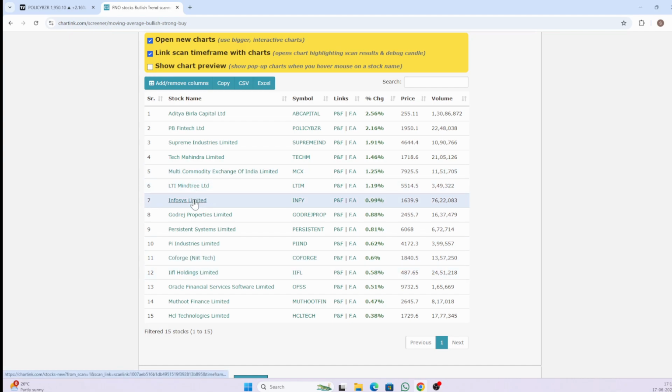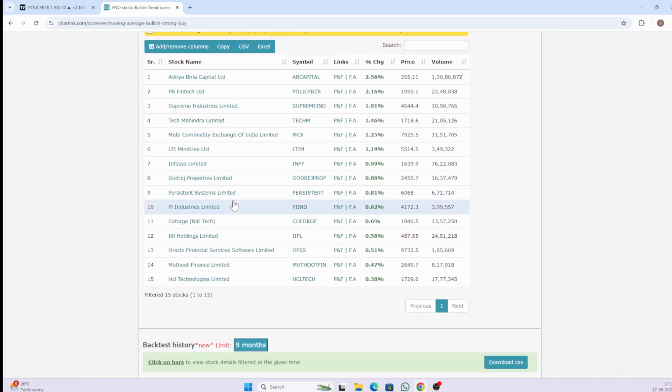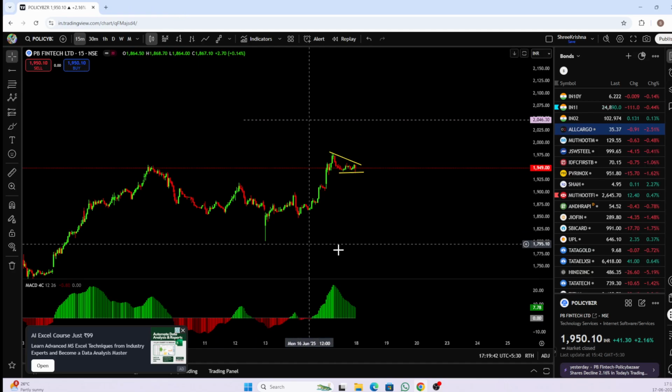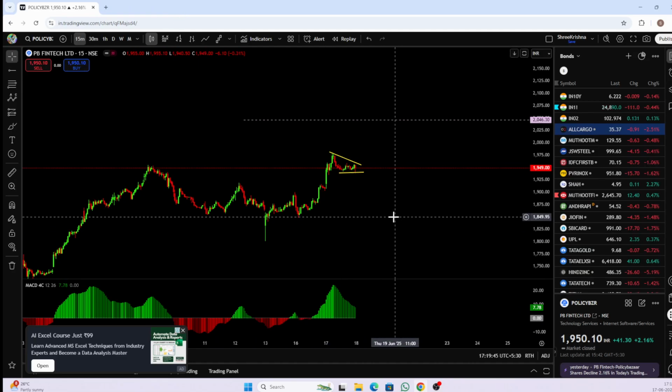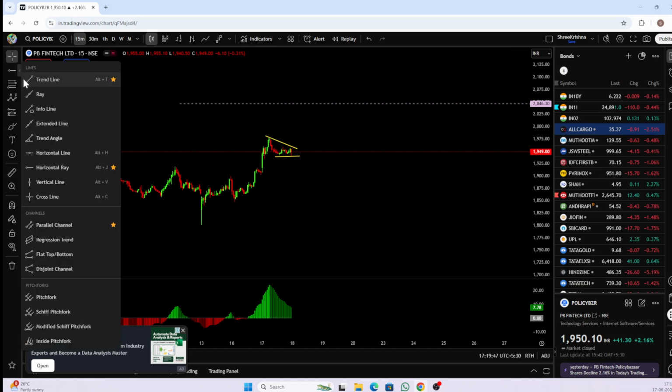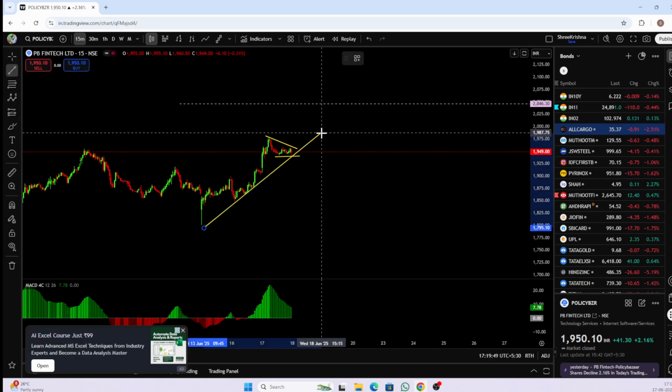Here it has come. Infosys has come, Persistent, Coforge, Muthoot Finance Limited. Of course, some are already matured, some are about to mature. MCX has been running, it's a very big run, very largely. Godrej Properties, HCL. So these are the stocks you can look for, but the only thing is, you can trade only when you know the method of how to trade it.